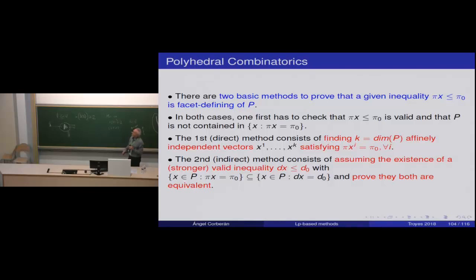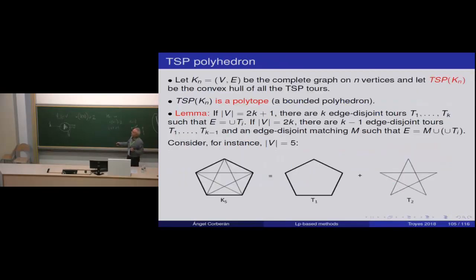There are two basic methods to prove that a given inequality is facet defining. The first one, called the direct method, consists of proving that all the points that satisfy it with equality and belong to the polyhedron have dimension 1 less. Okay, I think we are at this. Just let me say that this last part can be useful, just showing one easy proof.